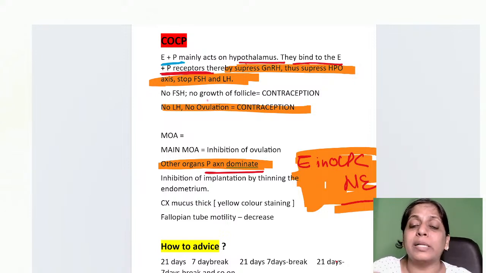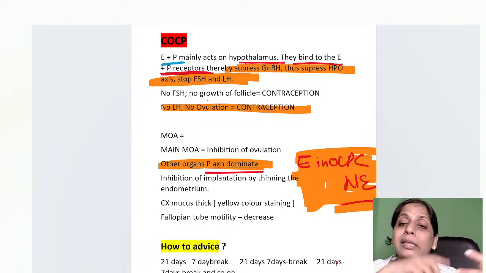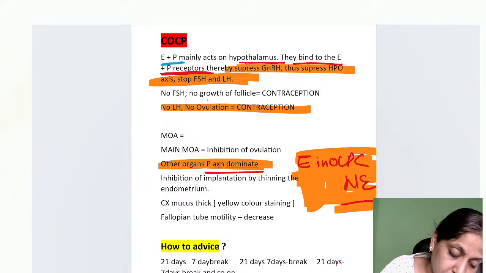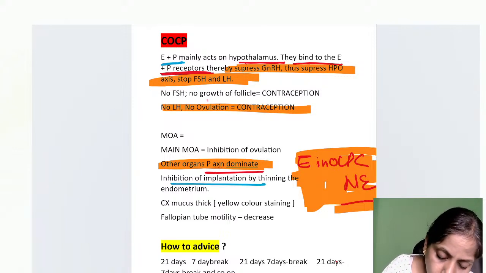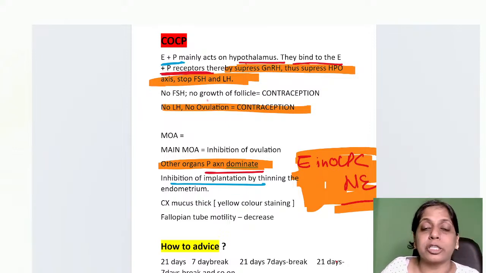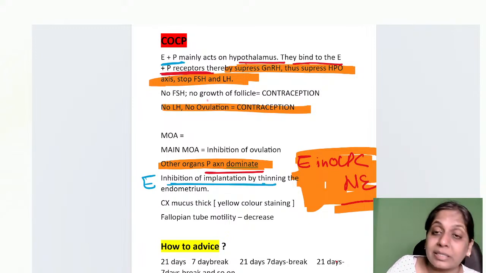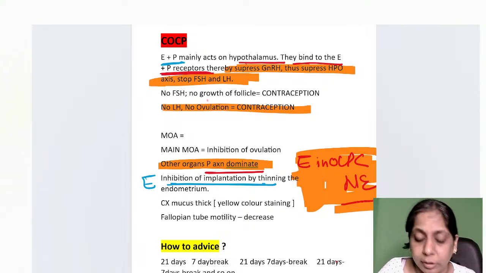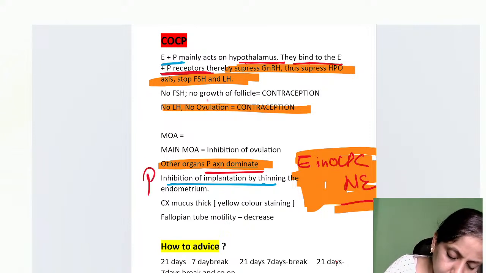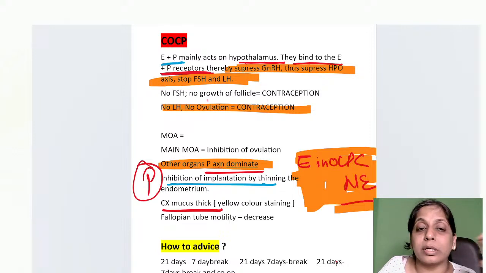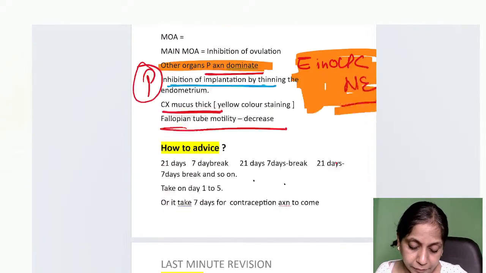And that is why the OCP pills have lots and lots of benefits, because we study that all the problems of gynae are hyperestrogenic conditions: fibroids, endometriosis, adenomyosis, these are all hyperestrogenic phases. So by the mechanism of action, they are helpful in all of this. Okay, so when they act, the progesterone action will dominate because estrogen is very less. So when this acts on the endometrium, it will cause inhibition of implantation, because the progesterone causes less growth of the endometrium and will make the cervical mucus thick, and fallopian tube motility will also decrease.